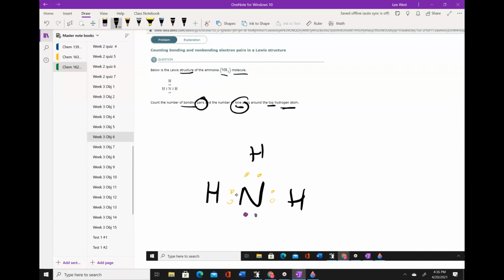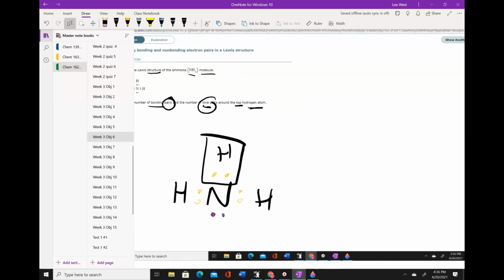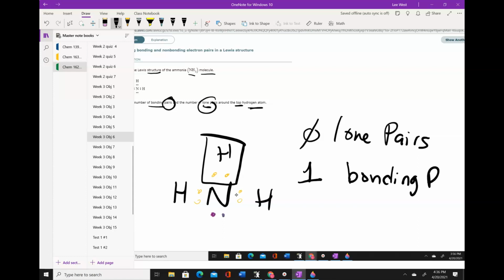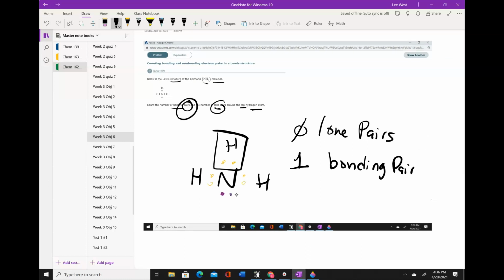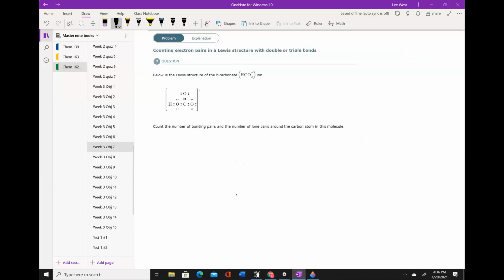They're just associated with a particular atom. Now, in our case, we want to look at that top hydrogen. And what I see is that there are 0 lone pairs. In fact, hydrogen never has any lone pairs around it. But there are these 2 electrons in here that are being shared, so there is 1 bonding pair. Sometimes people get confused. You have to be on the lookout for that word pair, because it could just as easily ask how many bonding electrons are there, but it didn't. It said how many bonding pairs. So you've got to pay attention to the language.